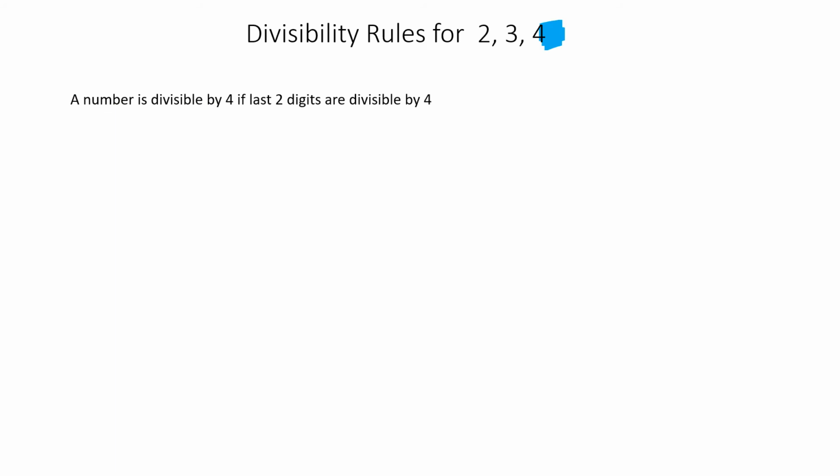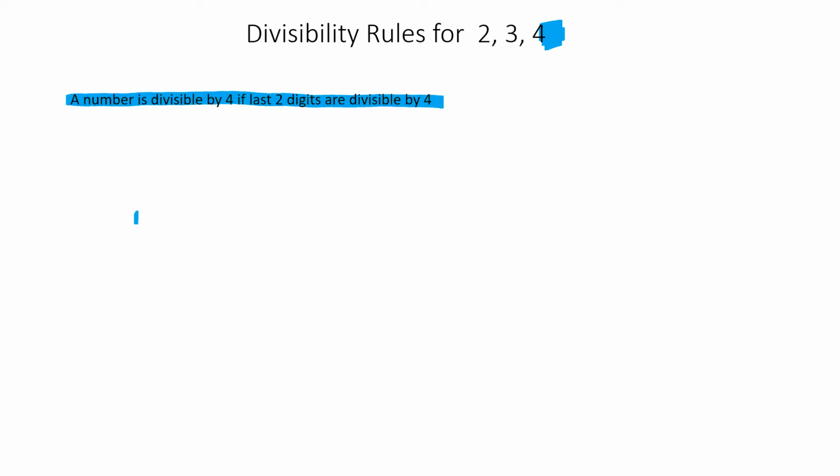Now let's do the divisibility rule for 4. A number is divisible by 4 if the last two digits are divisible by 4. Now, what does that mean? Let's take an example of 124.